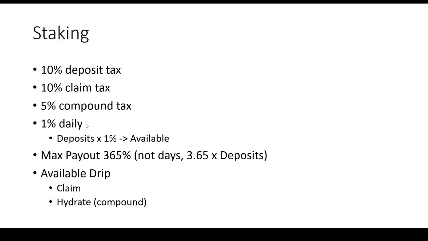Whatever you have on deposit in the Faucet contract earns a 1% daily dividend. So again, every second of every minute of every hour of every day, whatever you have on your deposits, multiply that times 1%. That's what you get every 24 hours. So that comes out in your available balance, and I'll show you in a second what it looks like.